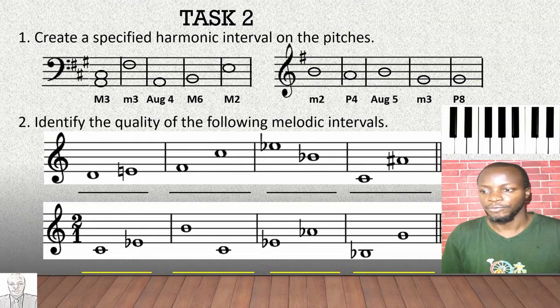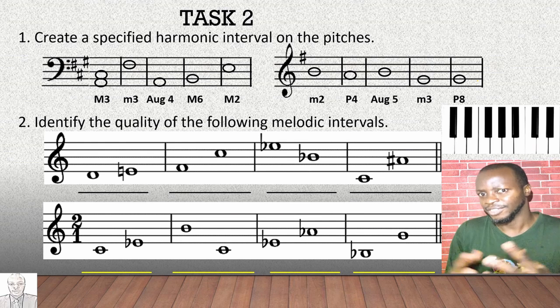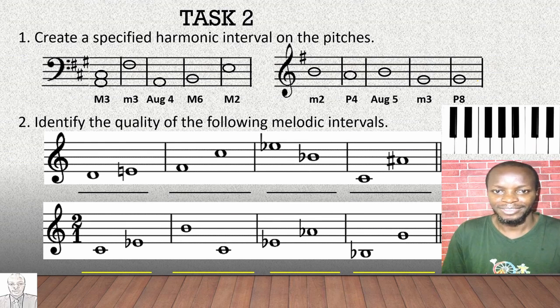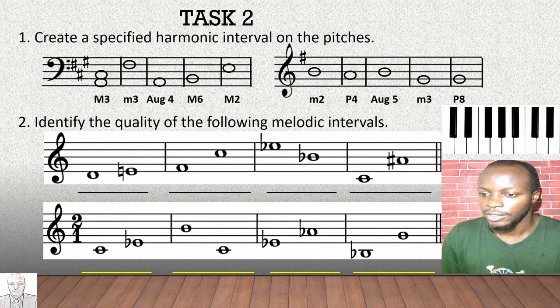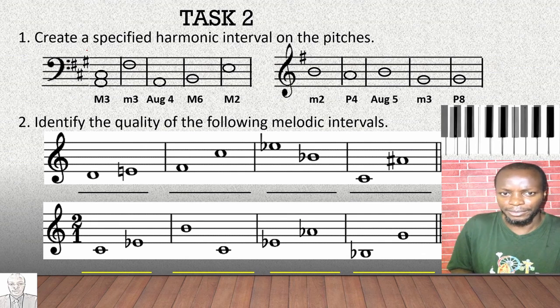You have a task before you, so answer the questions and put the correct answer in the comment section. Okay, and as usual, let's try to answer the questions together, right? Okay, the first one says create a specific harmonic interval on the pitches. The first one has been done already. This is the key of either A major or F sharp minor, right?